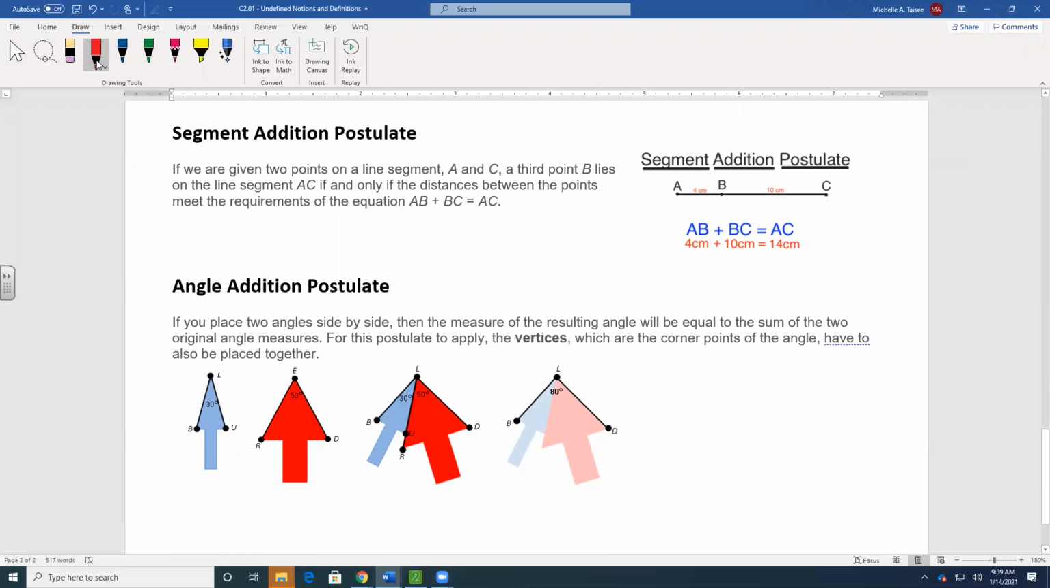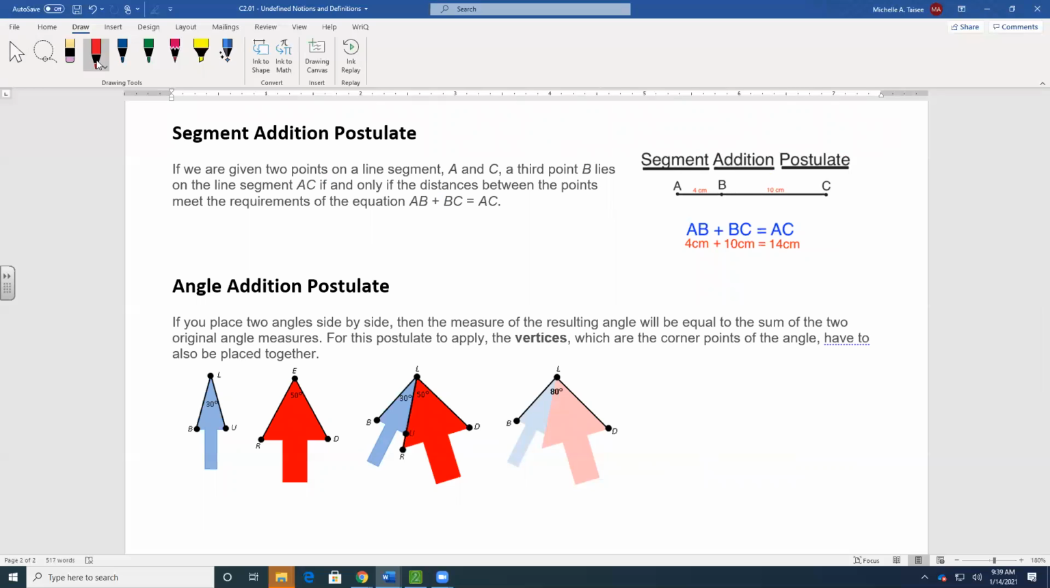All right. So we have a segment addition postulate. I can add segments. Are you okay with adding segments? If I add segments, I get a longer segment. But I can add them together. So we're given 2 points on the line segment A to C, and a third point B lies on the line segment AC. So I start at A, I end at C, B is somewhere in between.